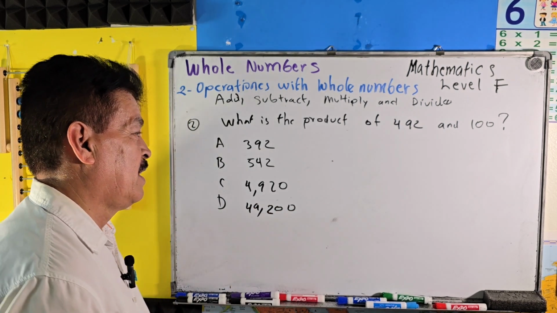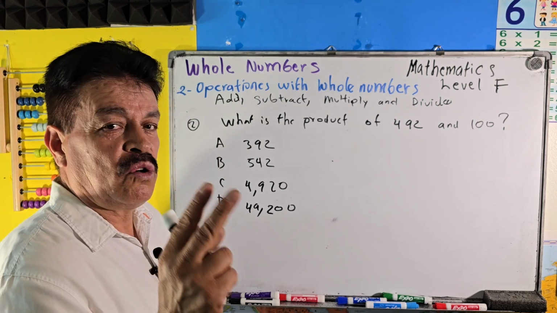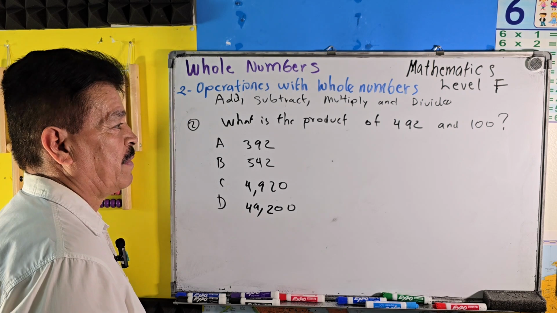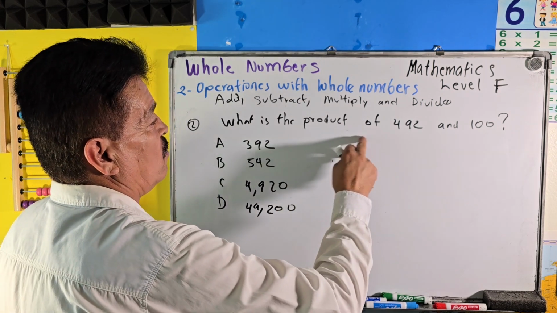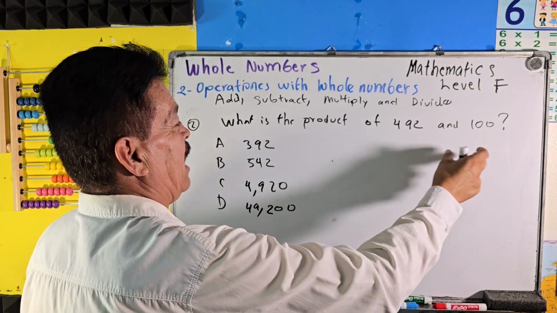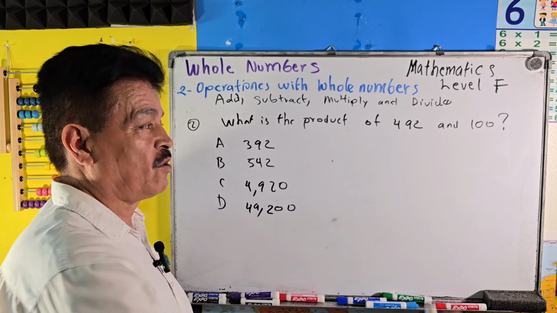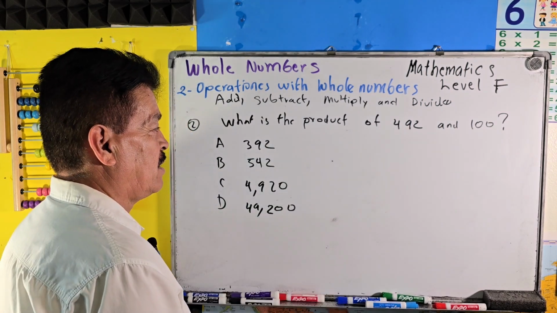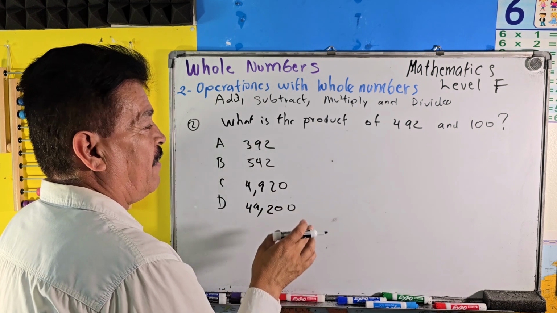All right. I told you, 2 of them are completely far away from the right answer. Look at this. What is the product of 492 times 100? We have to add 2 more zeros to this number. Very easy, right? So 2 of them are completely far away.